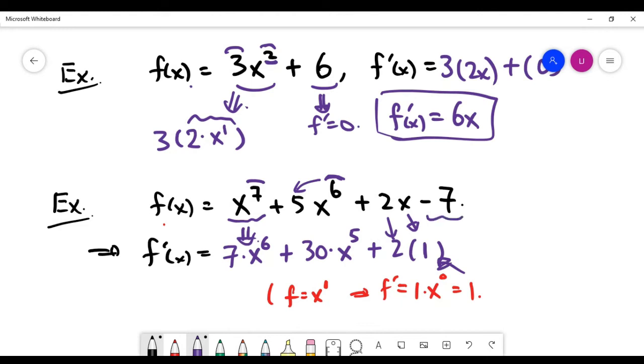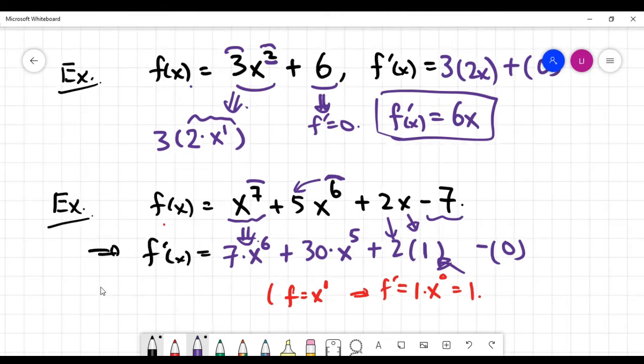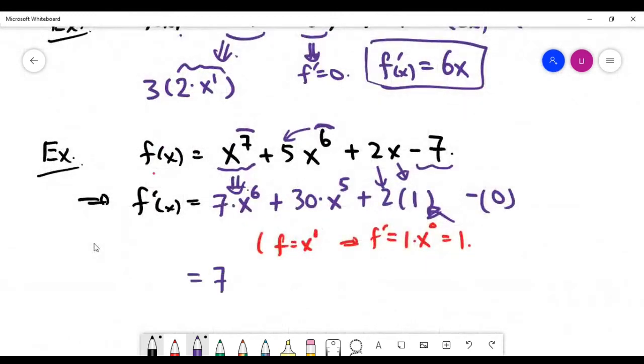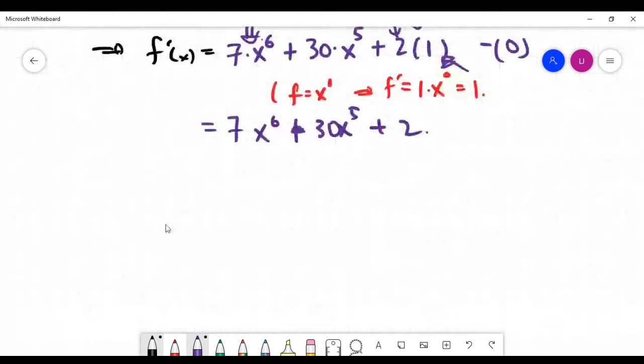And the last item is that 7 becomes 0 when you find the derivative. So essentially it is done. Or you can write it in a slightly better way. The answer is going to be something like this. Basically, that's it. And let's do a couple more examples.